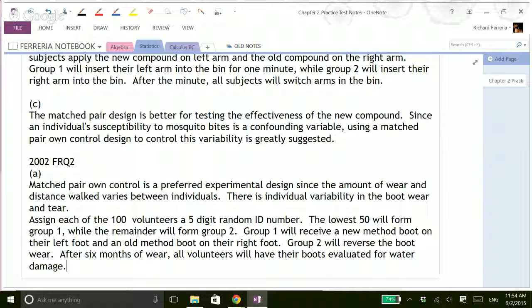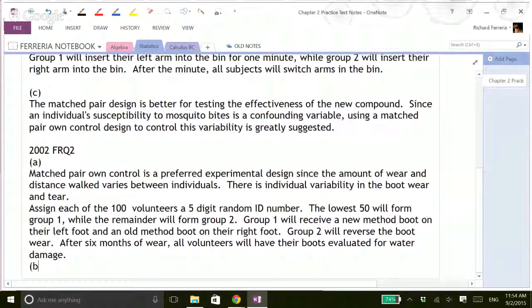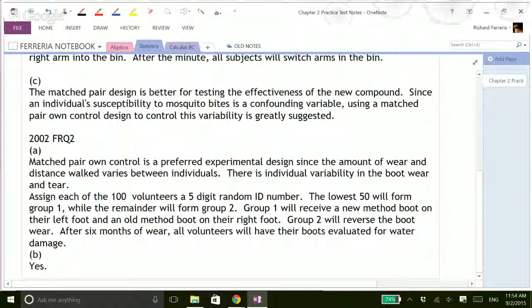You can look at the answer key, and for B, could your design be double blind? Yes. You can have the people evaluating the boots for damage not know which was the new or old method. How? The subjects themselves, you just don't tell them which boot is which.